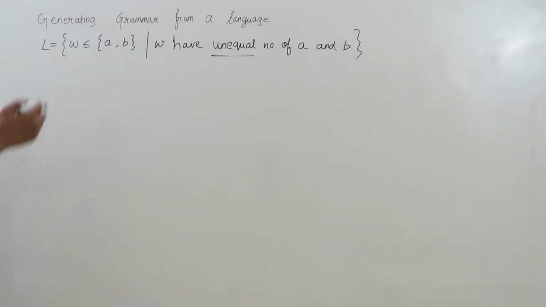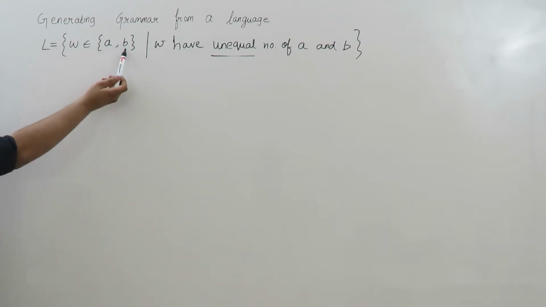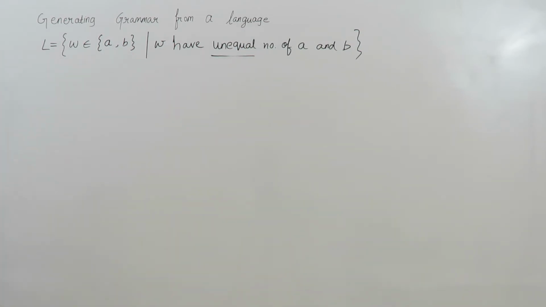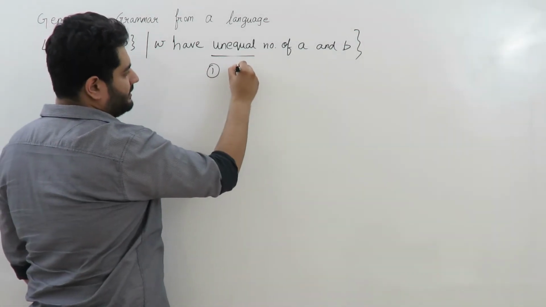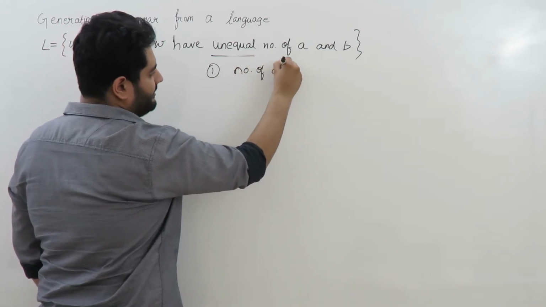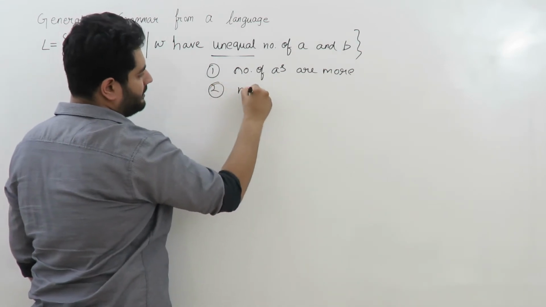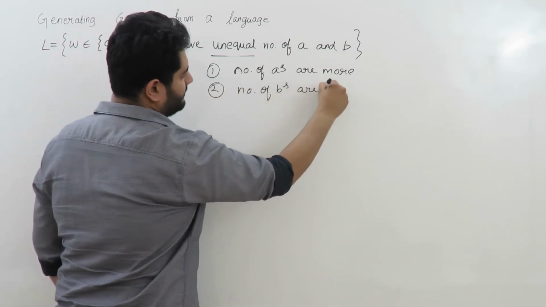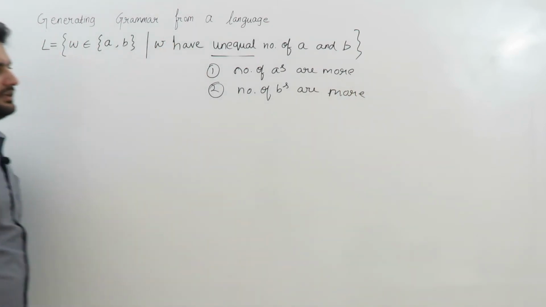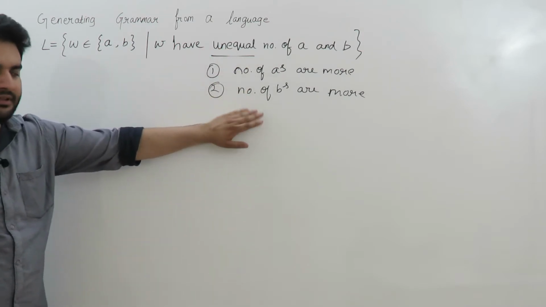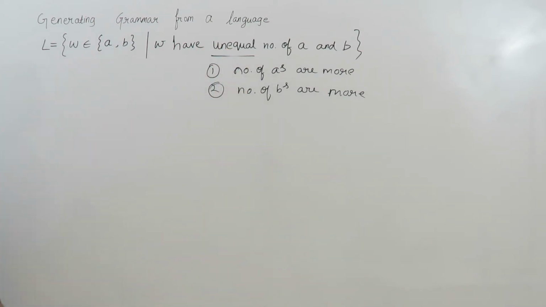So consider this example. We have to generate a grammar for this language such that each string in this language is a combination of A and B, such that each string has an unequal number of A and B. Now if you think wisely, unequal number of A and B means either the number of A's is more than B's, or the number of B's is more than A's. If A's are more than B's, it is unequal. If B's are more, it is also unequal.